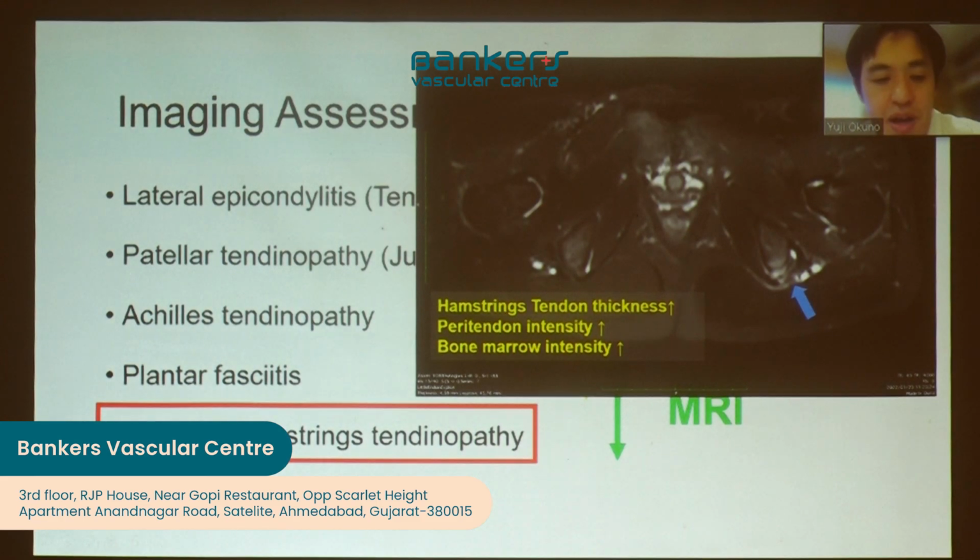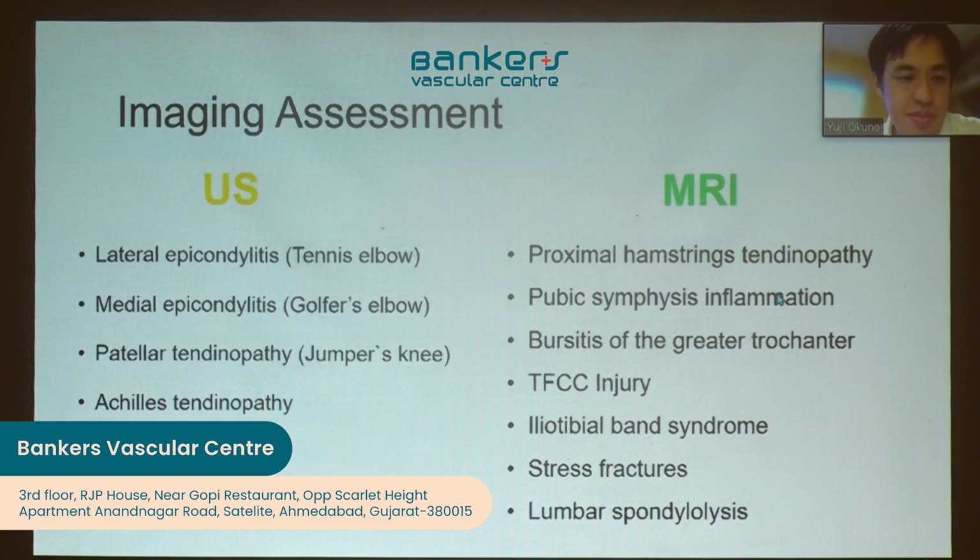And in proximal hamstring tendinopathy, we use MRI, and we can see the effusion around the tendon and a higher intensity of bone marrow. Peritendon higher intensity is very important for the diagnosis, and these patients are good indications for embolization treatment. I will skip this, but we sometimes use ultrasound, sometimes use MRI for patient selection, like this.